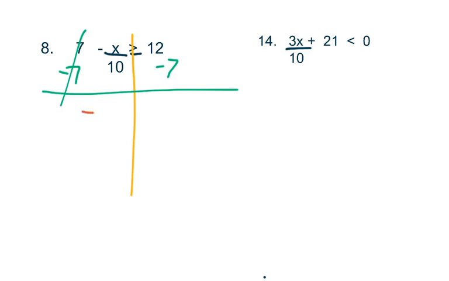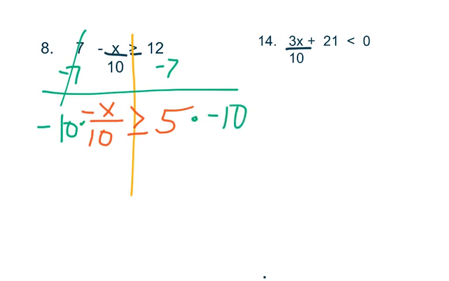That's going to leave me negative x over 10 is greater than or equal to 5. Okay, now I need to get rid of what's attached to the x. Well, that is x divided by 10. Well, what undoes division? Multiplication. So I'm going to multiply both sides by a negative 10. So multiply this side by negative 10.